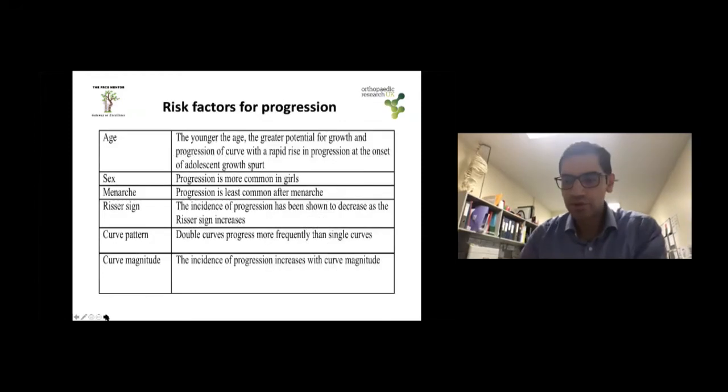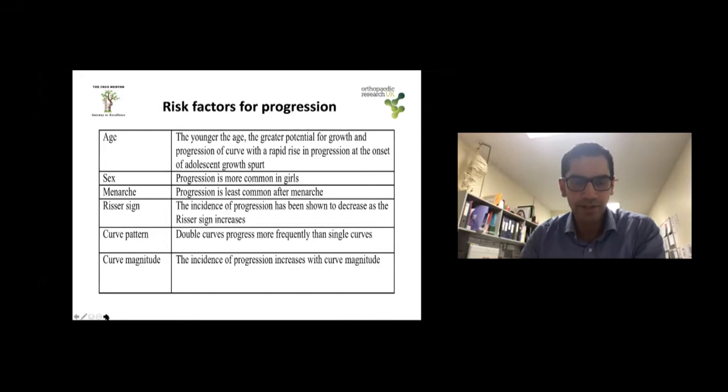Risk factors for progression. So age is important. The younger you are, the greater potential you have for growth and curve progression. Females are more likely to progress. Menarche is important to know because progression is least after menarche. It slows down for 2 years afterwards.